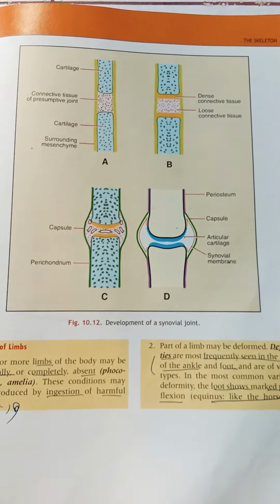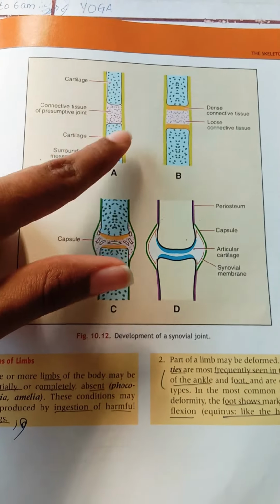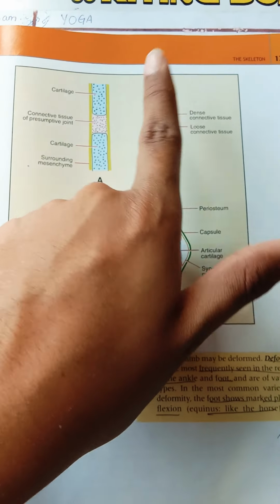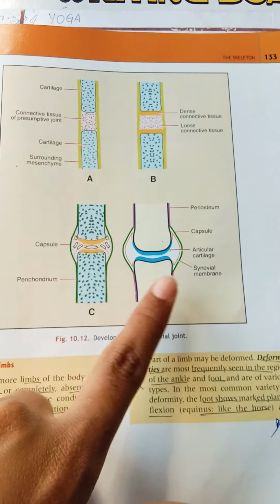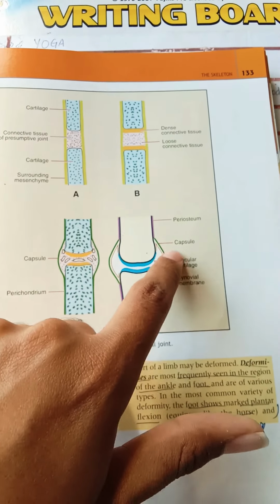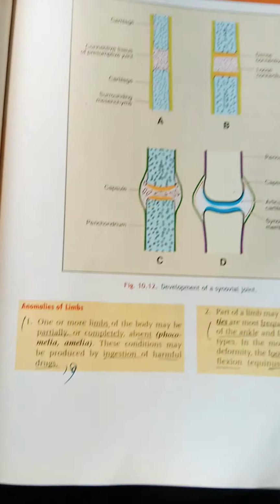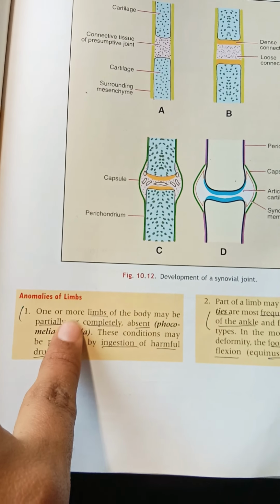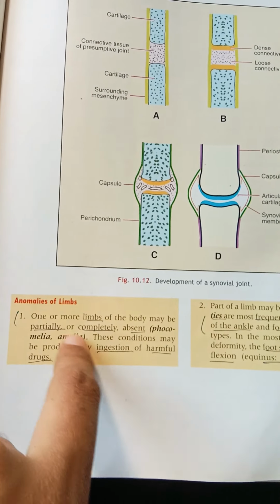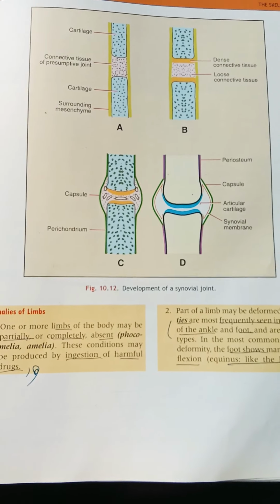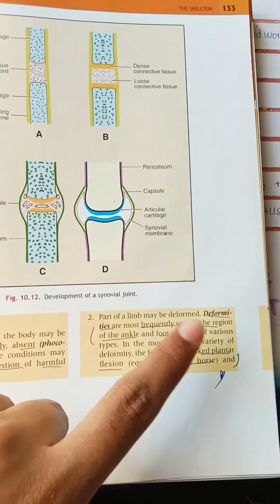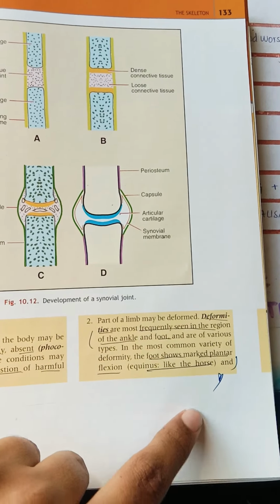And here you can see the development of a synovial joint. This is the cartilage, connective tissue of the presumptive joint, cartilage, surrounding mesenchyme, dense connective tissue, loose connective tissue, capsule formed, perichondrium, periosteum, capsule, articular cartilage, synovial membrane. And anomalies of the limb: one or more limbs of the body may be partially or completely absent, as in phocomelia and amelia. With ingestion of harmful drugs, part of a limb may be deformed, like deformities in the region of the ankle or foot.